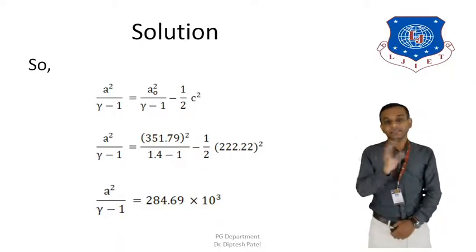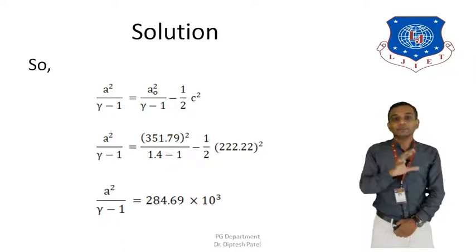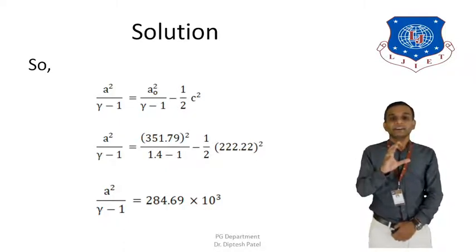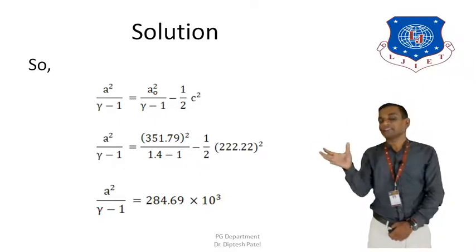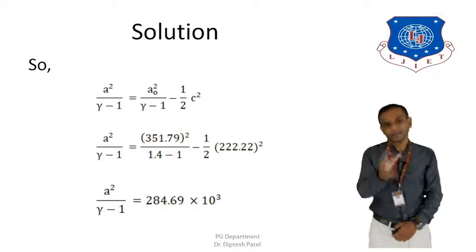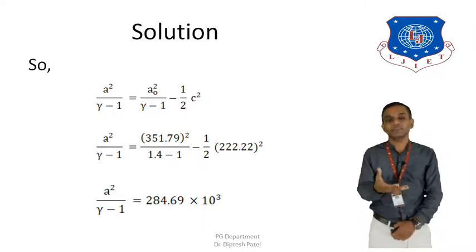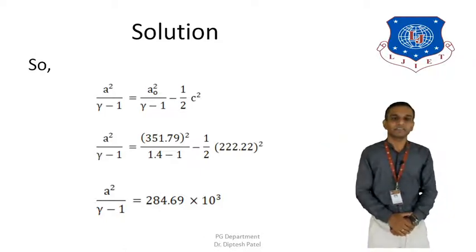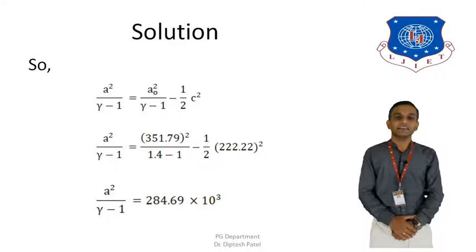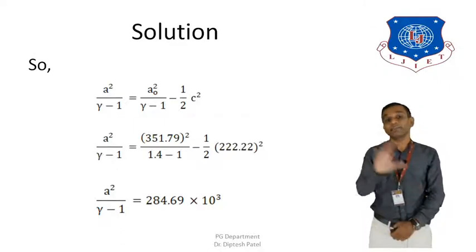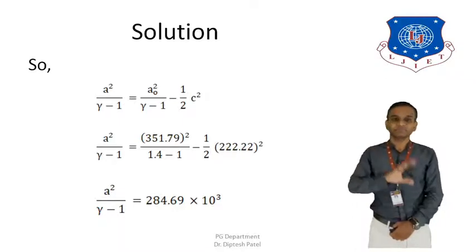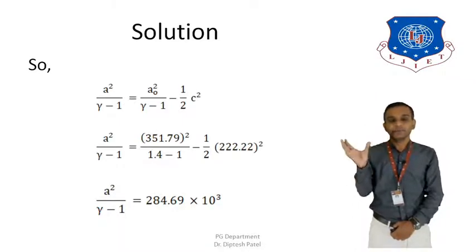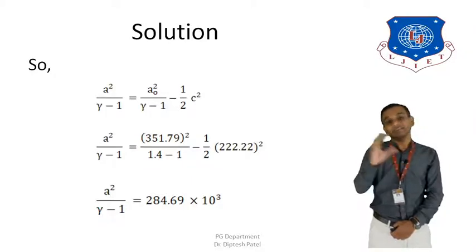Since we are going to take the 1 divided by 2 C square from the left hand side to the right hand side, the whole term becomes minus. It is subtracted from a naught square divided by gamma minus 1. So a square upon gamma minus 1 is equal to a naught square divided by gamma minus 1 minus 1 divided by 2 C square. Now it's time to put the values here, since we have the value of a naught, gamma, and C as well.